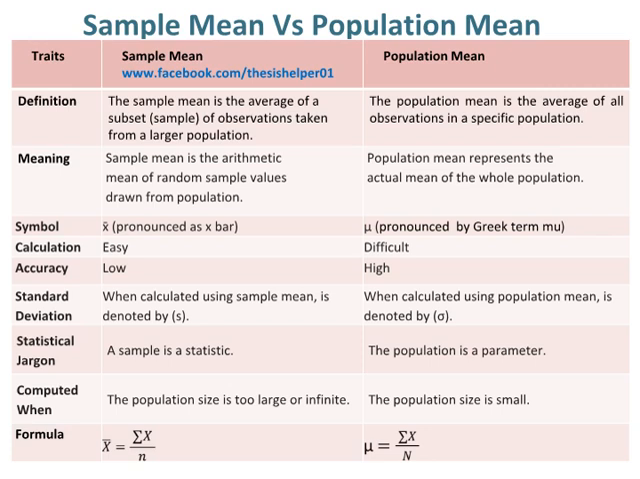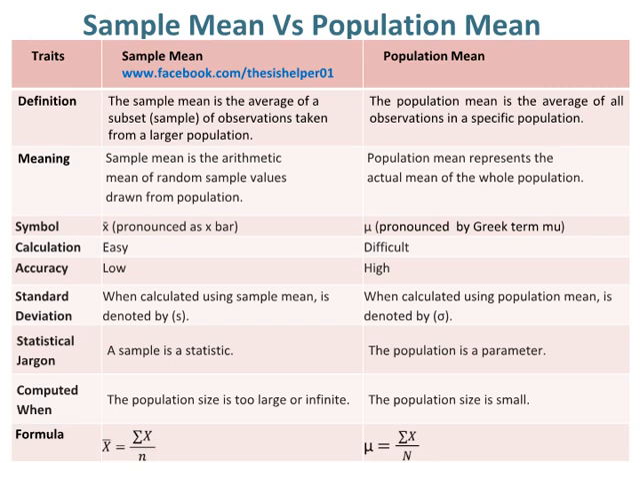Sample mean is the arithmetic mean of random sample values drawn from the population. Whereas, population mean represents the actual mean of the whole population. The symbol of sample mean is pronounced as X bar, whereas the symbol of population mean is pronounced by the Greek term mu. Calculation of sample mean is easy, whereas calculation of population mean is difficult.